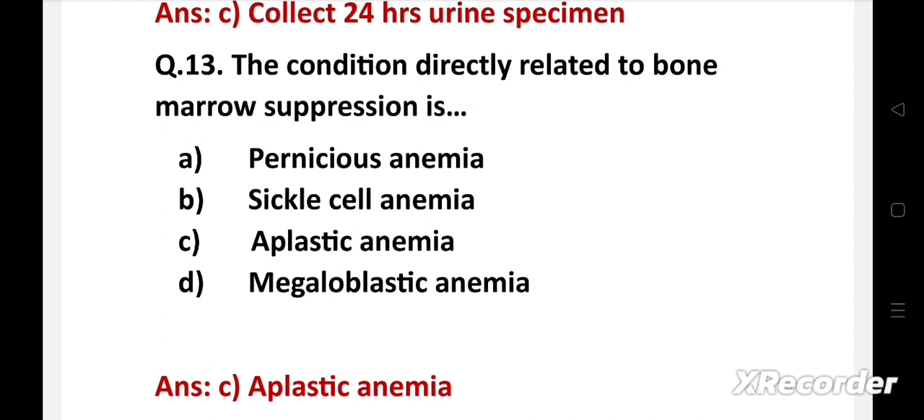Aplastic anemia. Aplastic anemia is a type of anemia caused by deficient red cell production due to bone marrow disorders or suppression.